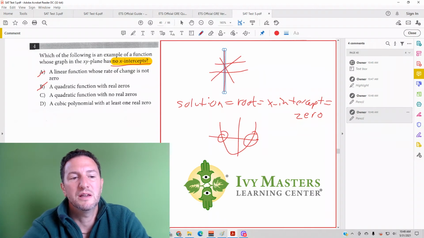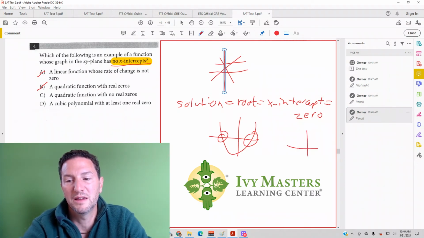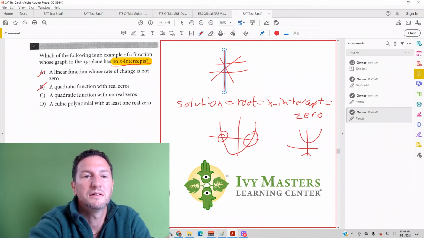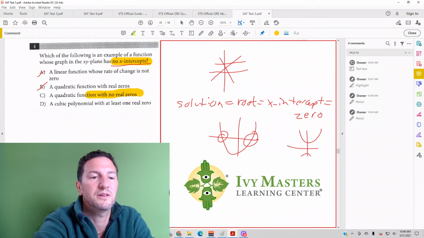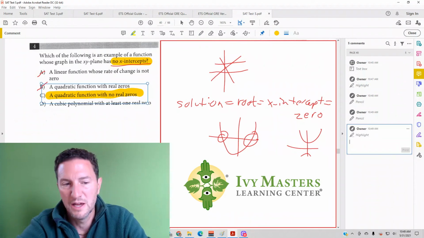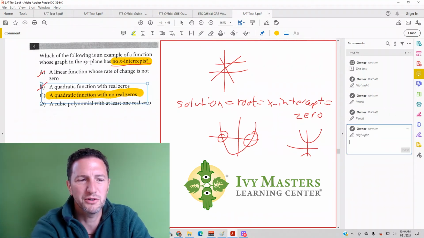Answer choice C, quadratic function with no real zeros. Yeah, that's a thing. It could look like that. It could look like that. If it doesn't go through the x-intercept, looks like that's our right answer. If there's no x-intercepts, there's no real zeros. And if you know that, you just mark your answer, move on.